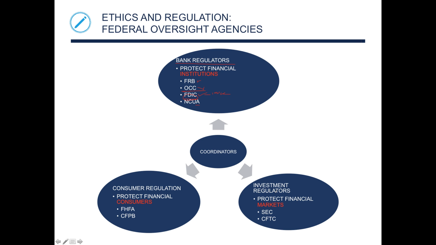Then you also have investment regulators that protect the financial markets. So the SEC is one of them, the Securities Exchange Commission, and then the CFTC. And then you have consumer regulation, which is to protect financial consumers. So the FHFA, I think that's federal housing, and then the CFPB, which is the Consumer Financial Protection Bureau. This is actually a newer one that was created not that long ago.